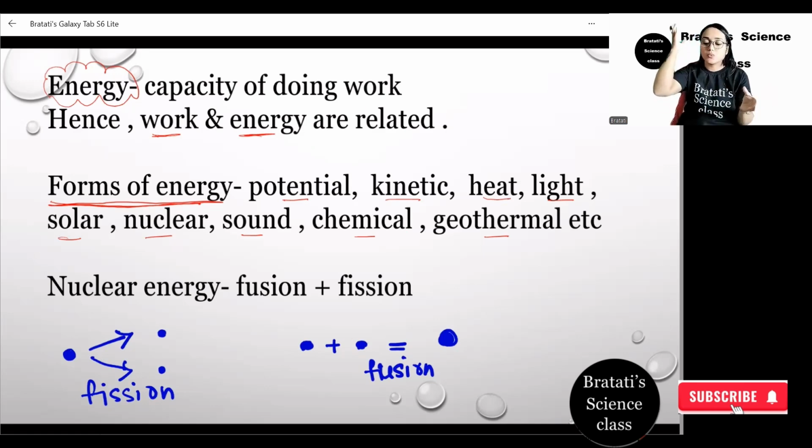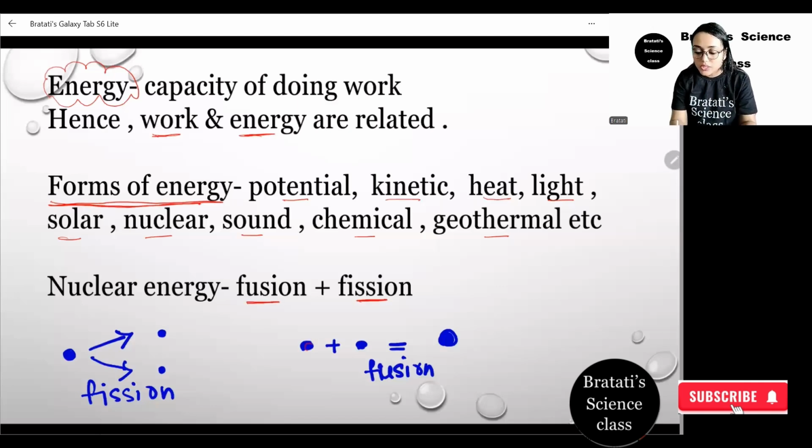The light energy we get from the sun, or from any other light sources, whether it's a lamp or any tubes, and so on. Solar energy we get from sunlight, which we use for solar panels, solar cookers, solar cars, etc. Nuclear energy can be of two types, that is fusion and fission.